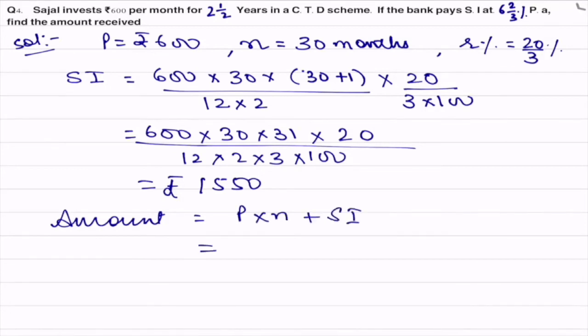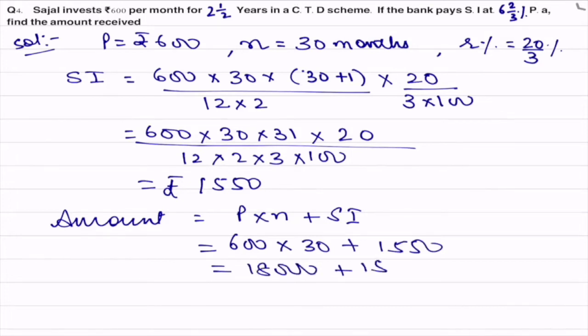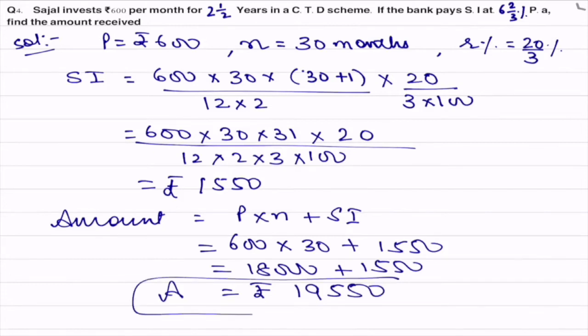So P into N plus simple interest. Principal is 600, number of months is 30, plus the simple interest value substituted. So it's 18,000 plus 1,550. That is rupees 19,550. At the time of maturity, he will get this much amount.